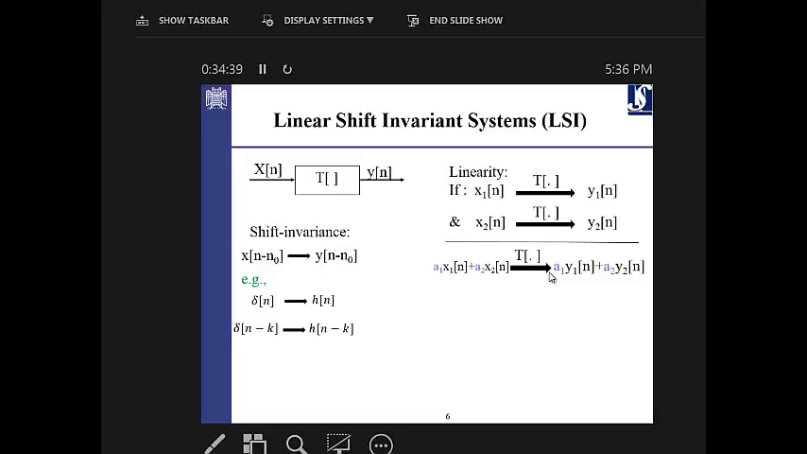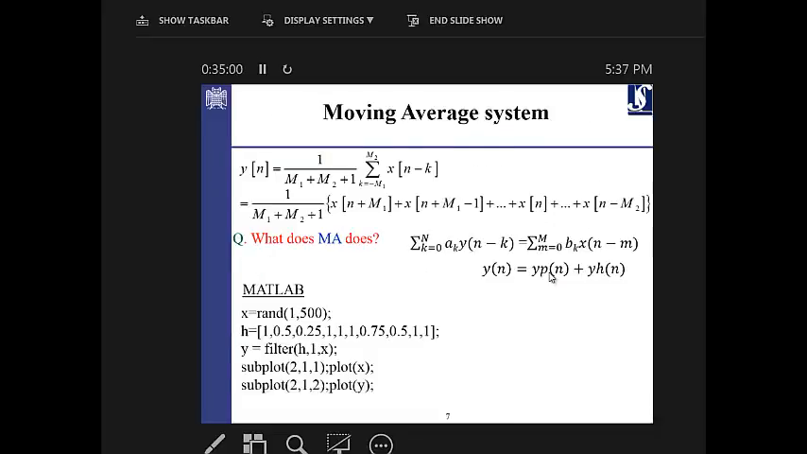So if you have the unit impulse delta, then you get an output which is called the impulse response, which is normally denoted by h of n. It means that shifting the delta will give you the shifted version of the impulse response. There are some examples of systems normally used in DSP theory. One of the very prevalent examples of these linear shift invariant systems is the moving average.